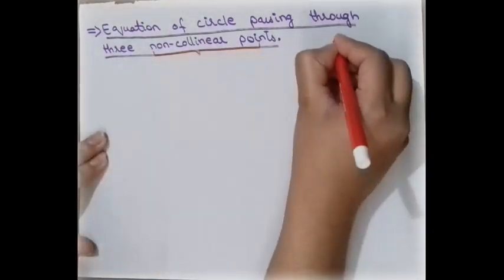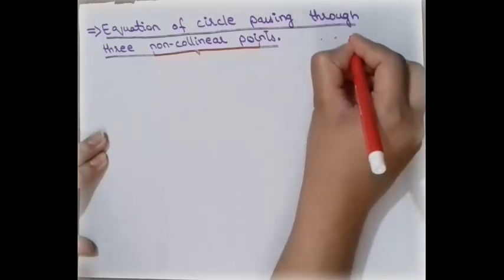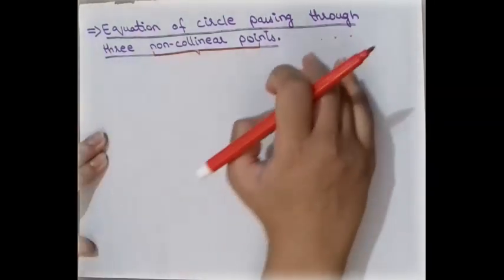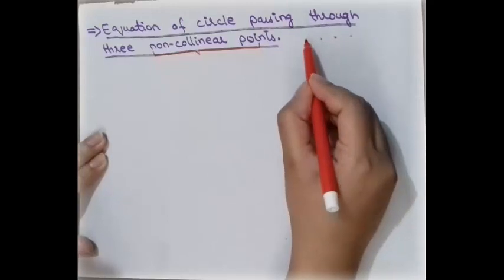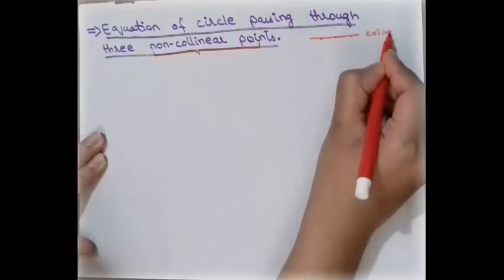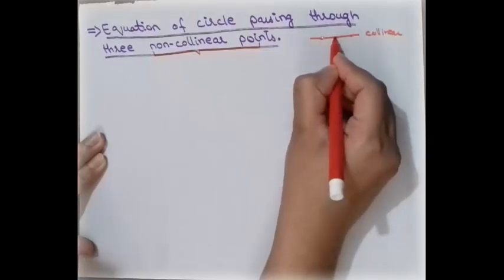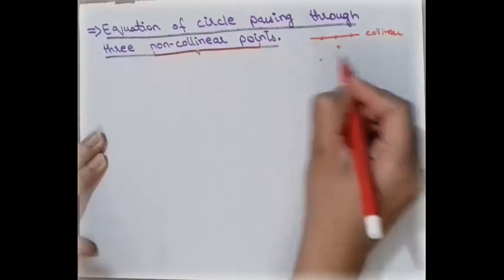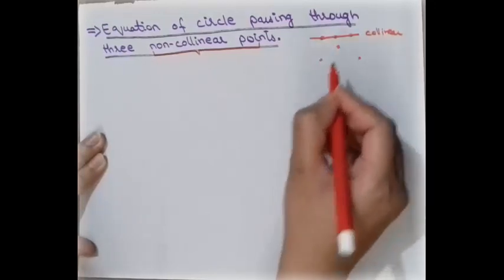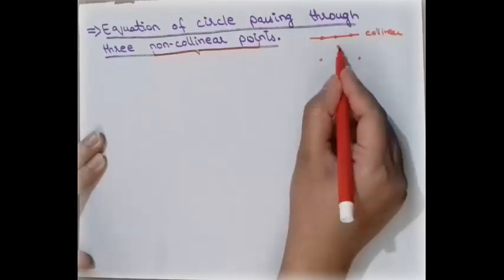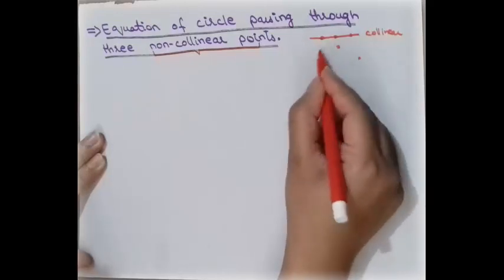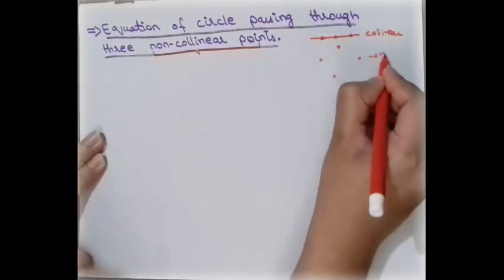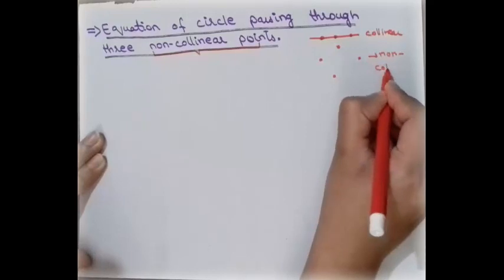For example, if we have these three points, they are collinear points because they lie on the same line. So we say that these three points are collinear. If we have points in this situation, where these points do not lie on the same line, then these points are called non-collinear points.